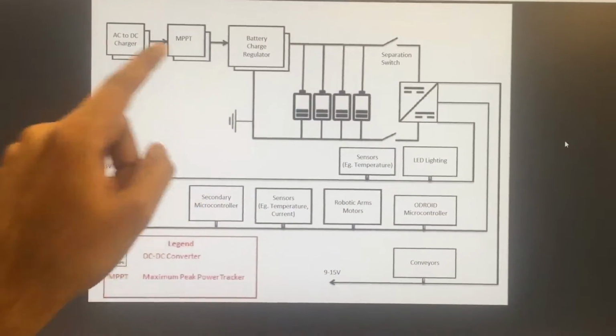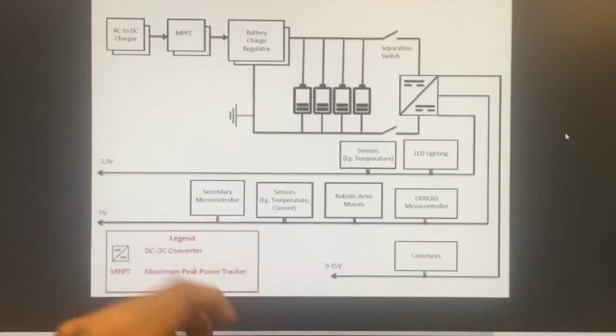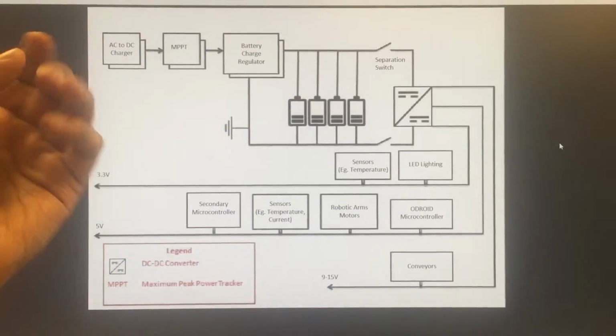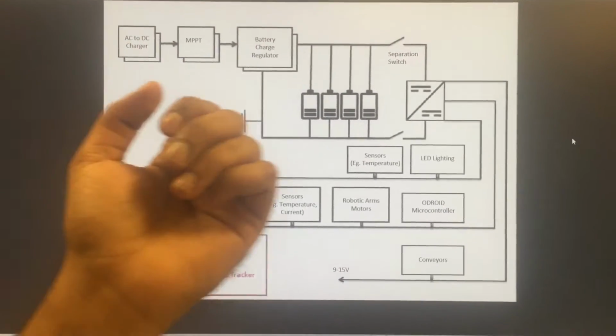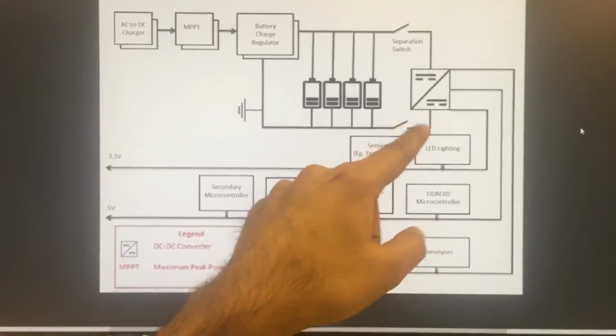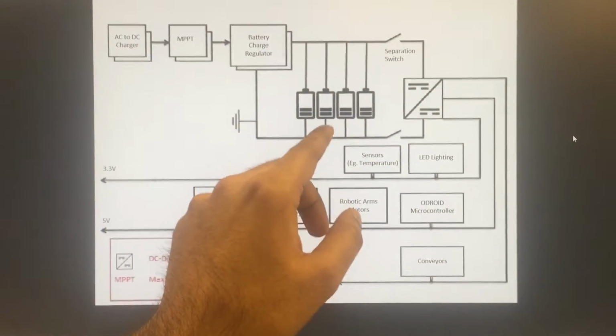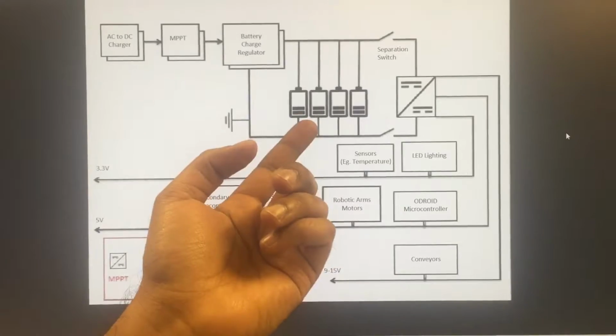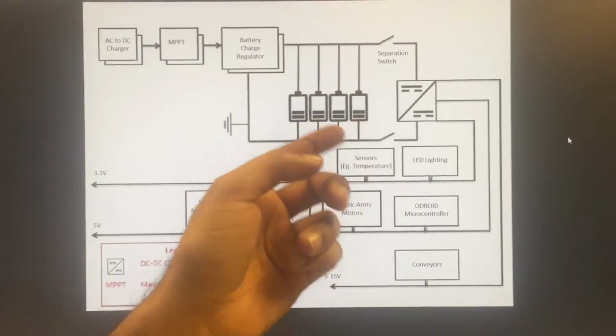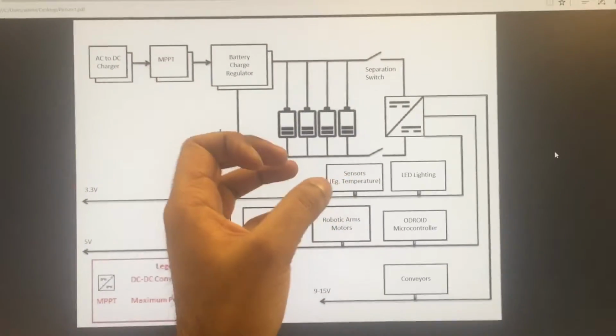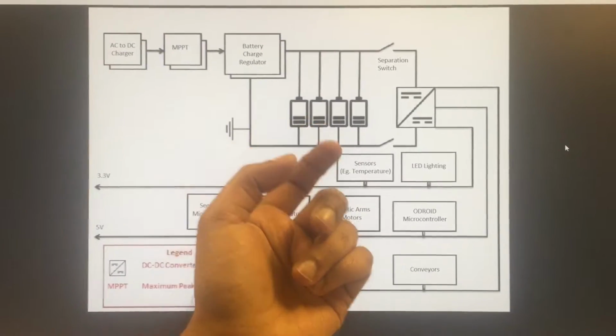So MPPT is our maximum peak power tracker that basically optimizes whatever we get from our source. After that, although this is something which is optional, in case we do add portable batteries, this will ensure that batteries are charged in proportion and to maximize the battery life.